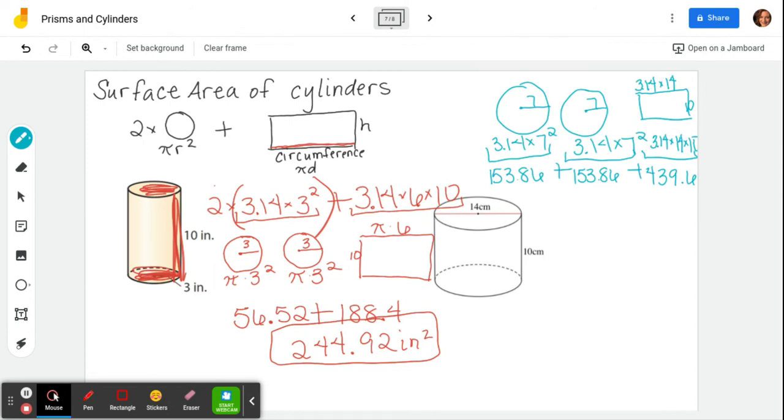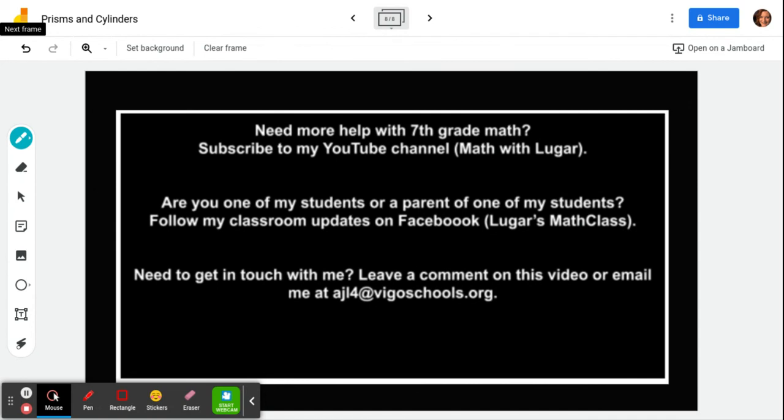I'm going to add all of those parts together to get my total surface area. So 153.86 plus another 153.86 plus 439.6. I get a total of 747.32. And those are centimeters squared. Remember, area is always squared, volume is always cubed. Okay, so that's what you need to know for right now about three-dimensional geometry.